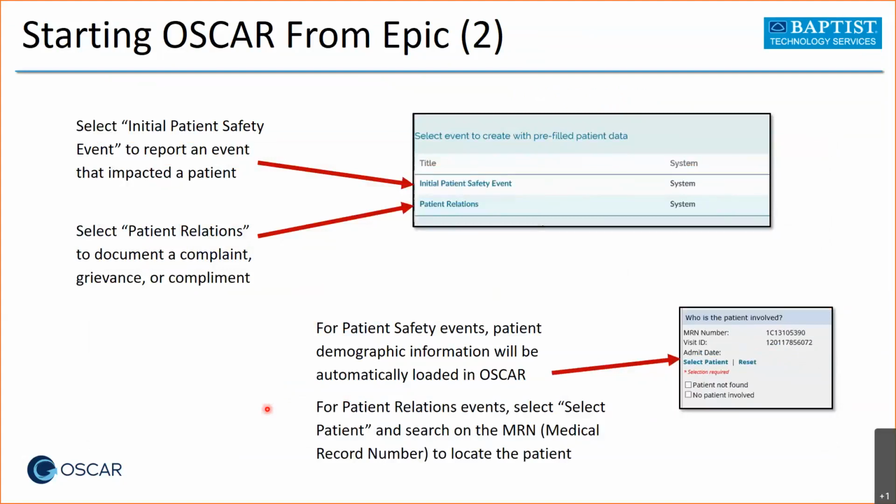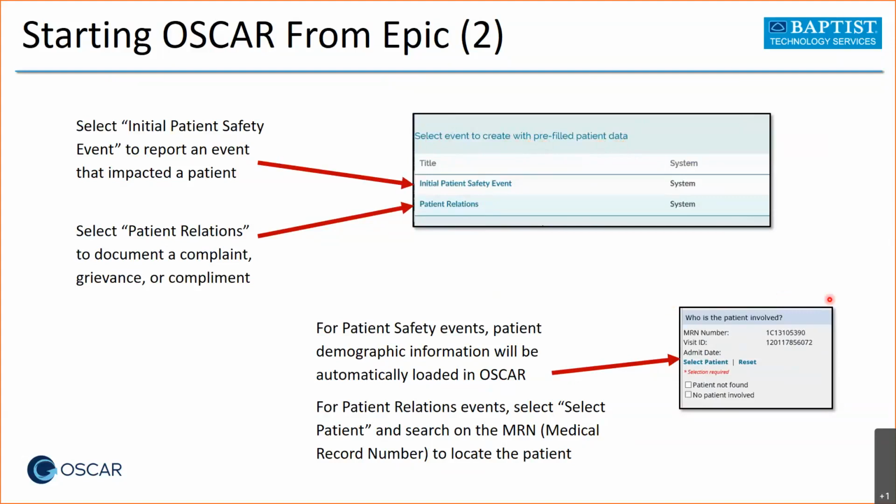Once you select Oscar, you'll be presented with a panel that allows you to select either an initial patient safety event, if a patient is involved or has been impacted, or a patient relations event. You'll use that when you have a compliment, grievance, or complaint from a patient or somebody that is with a patient at the time. When you select the patient safety event, then the event will be created with pre-filled patient data.